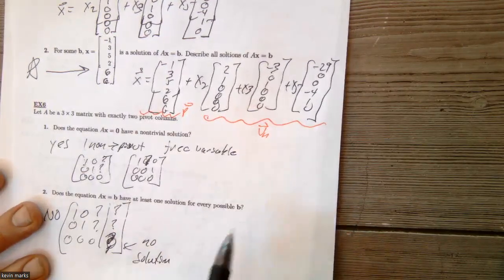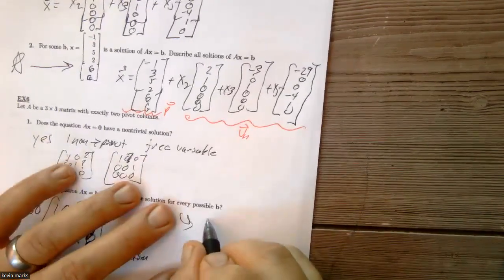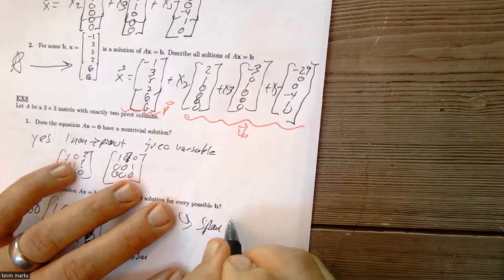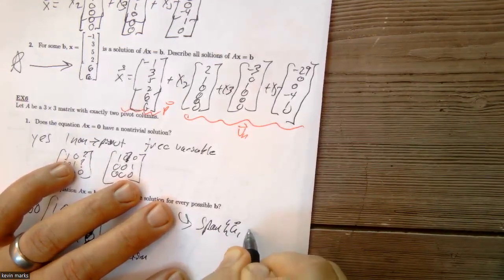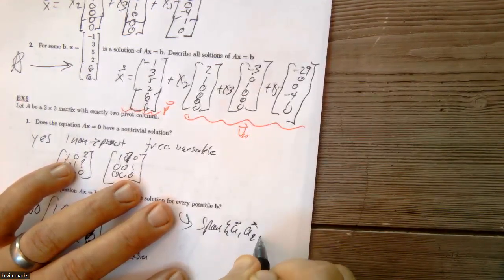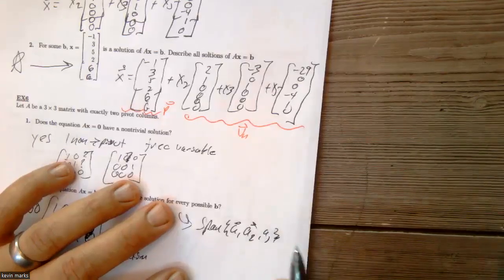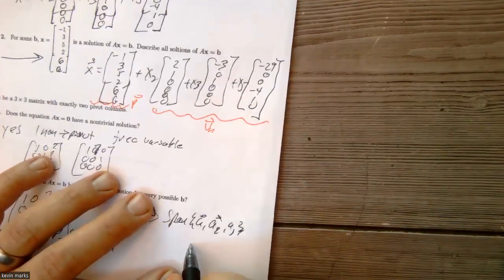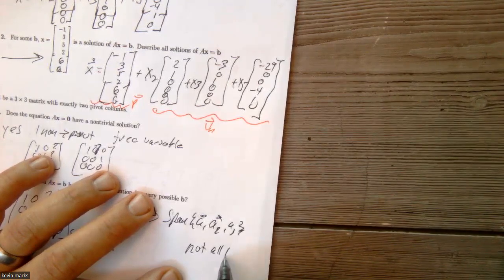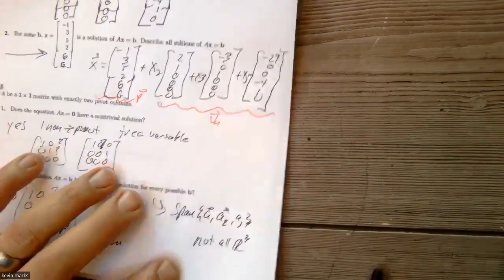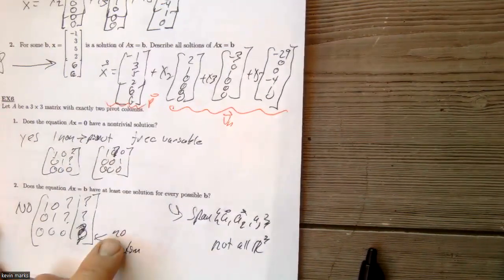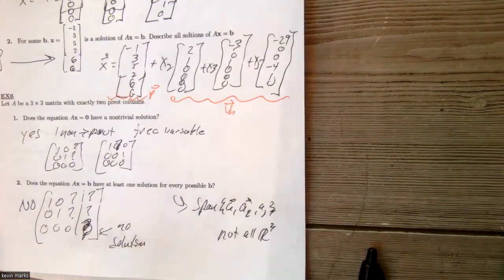So it's possible to end up with no solution, right? Keep in mind, this is the same thing as saying the span of the columns of A, whatever they happen to be, is not all of R3. That's the exact same thing. If there's some B with no solution that I can't get to, I can't get to everything.